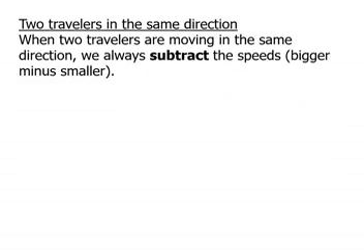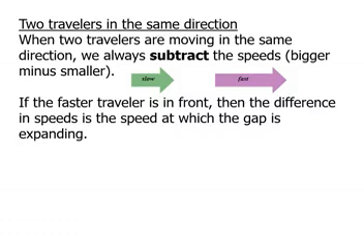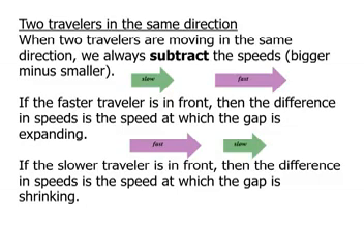If they're moving in the same direction, we subtract the speeds, bigger minus smaller. So if the faster traveler is in front, then the difference in speeds is the speed at which the gap is expanding. If the slower traveler is in front, the difference in speeds is the speed at which the gap is shrinking. And again, notice they're part of the same story: if it starts out with the faster car behind, then later on the faster car is going to be ahead. And in both cases, we're subtracting the speeds.